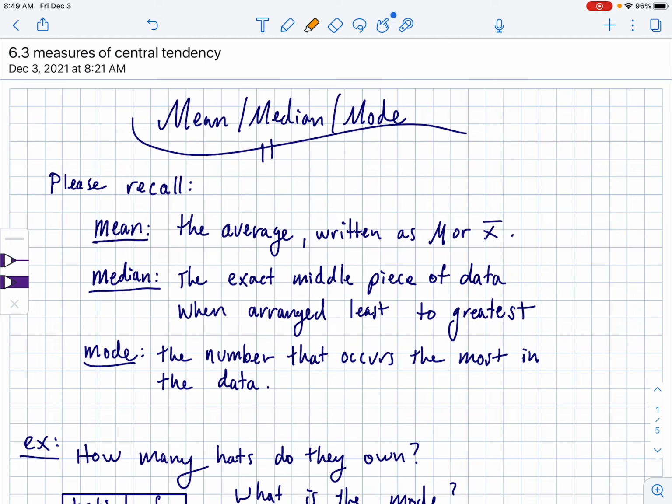IB AASL 2. We're off and running with our stats unit. So today we're going to talk about mean, median, and mode, which are also called measures of central tendency.